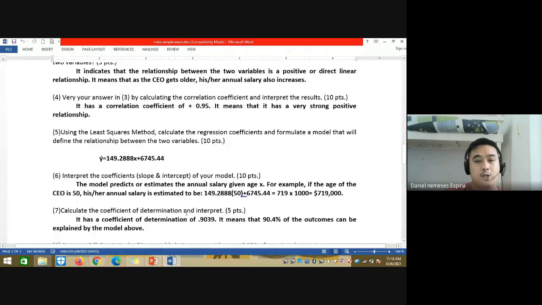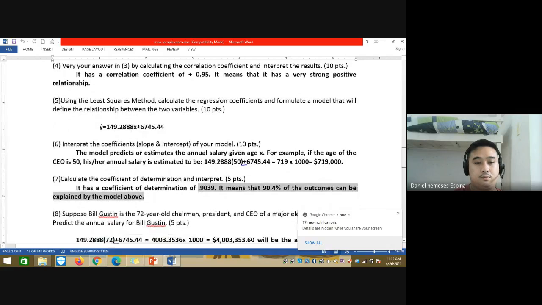So 7, calculate the coefficient of determination and interpret. So based on the calculation, it has a coefficient of determination nga 0.9039 or 90.4%. So pasabot ana that 90% of the outcome or the y is caused by the independent variable nga age. Okay? So 90% lang. The rest sa 100%, so more, it can be explained by other variables, other independent variables.